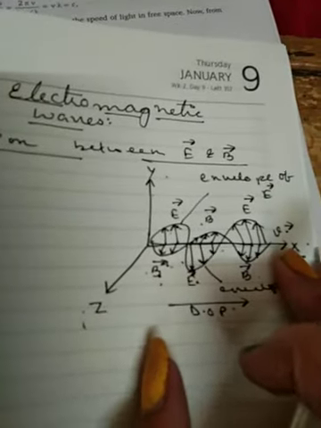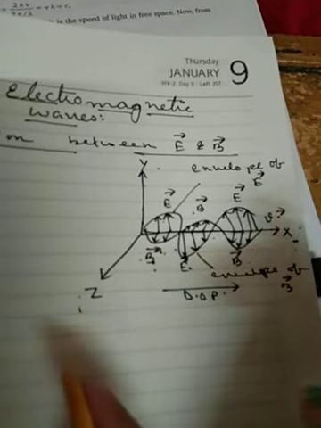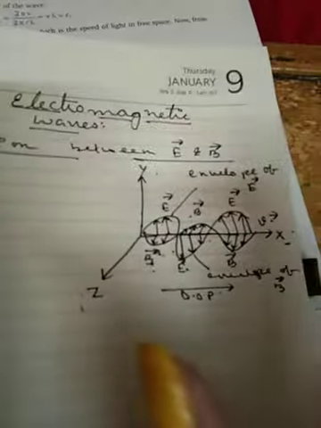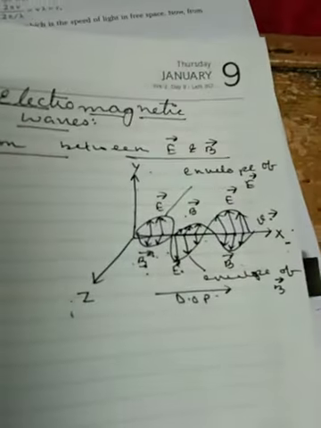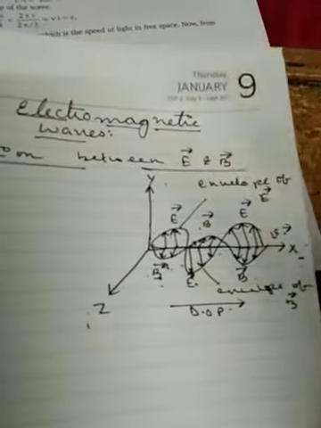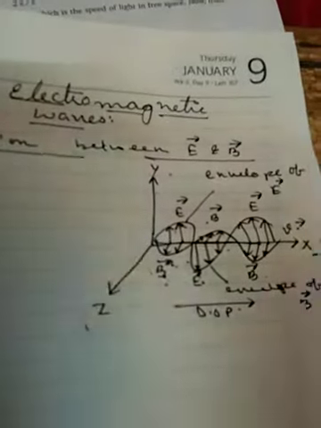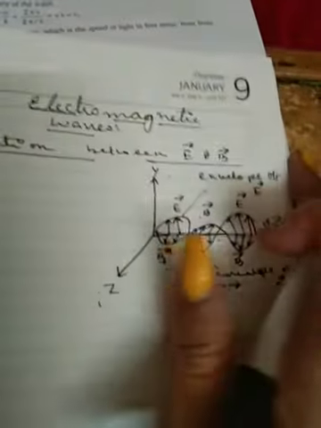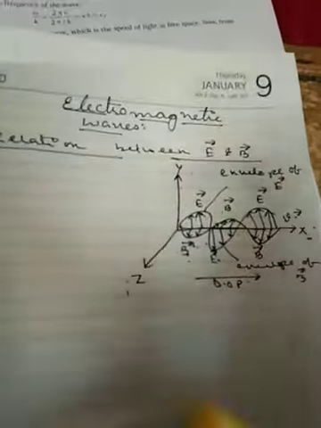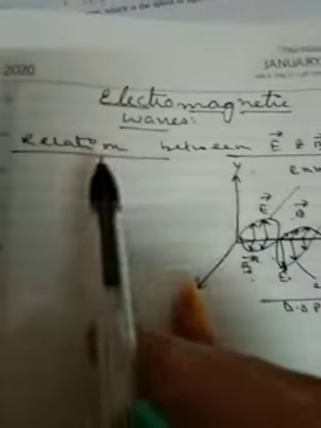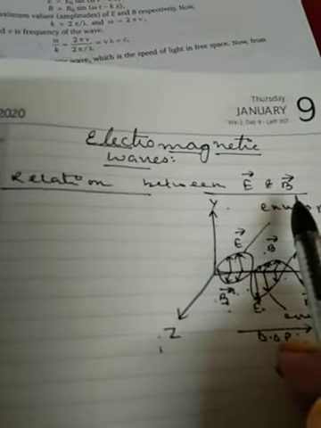This kind of wave can propagate in any direction, and it does not require any material medium. It can propagate in space without requiring any material medium, and such a type of wave is called the electromagnetic wave. Today my main focus will be on the relation between the electric field vector and the magnetic field vector.